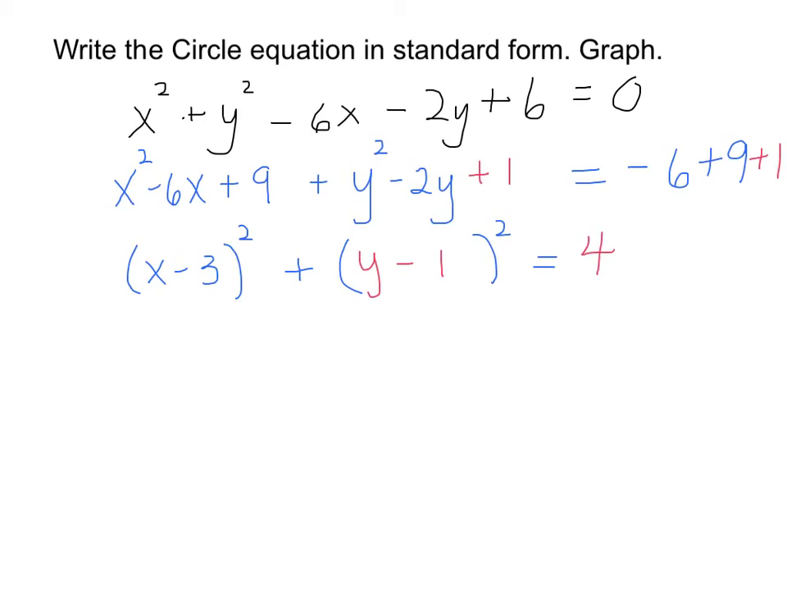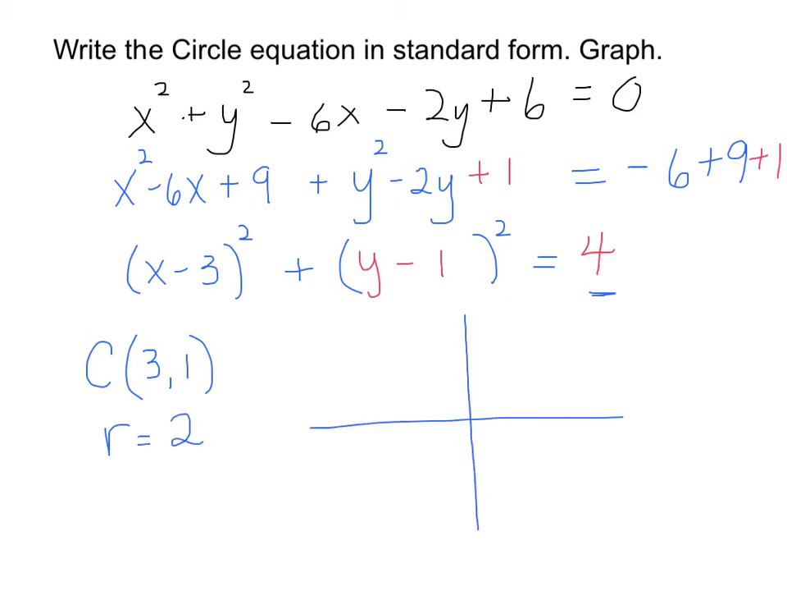To graph it, I need two things. I need the center and the radius. The radius is this number, taking the square root. So the square root of 4 is 2. All right, so I'm going to graph. First thing I need is the center, 3, negative 1. There's my center. The radius is 2. So I'm going to go out 2 in all 4 directions, up and down, left and right. So here's 2, here's 2, here's 2, here's 2, and draw a circle.